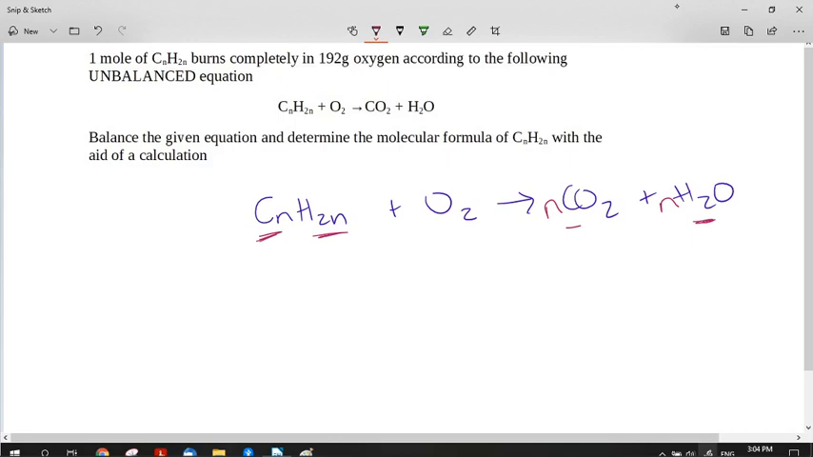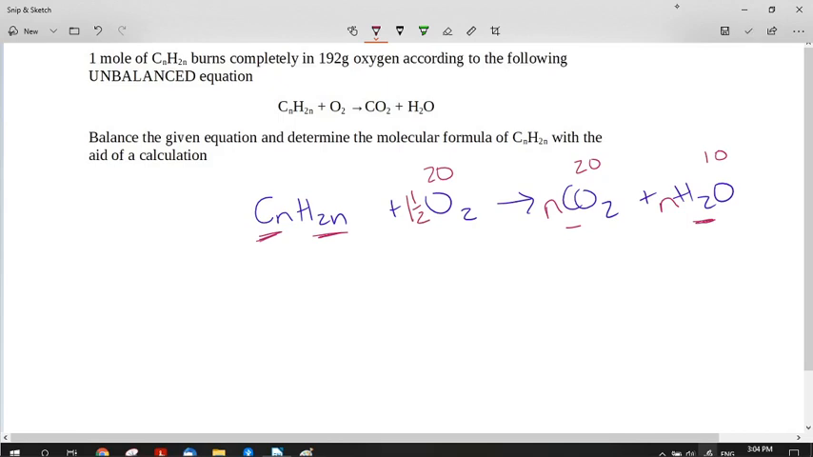So now we're just left with the issue of trying to resolve the oxygen. If you have a look here, there are 2 oxygen atoms here, and there's 1 oxygen atom over here, and over here there are 2 oxygen atoms. So I've got 3 on the right and 2 on the left. To balance this correctly, we need 1.5 of these.